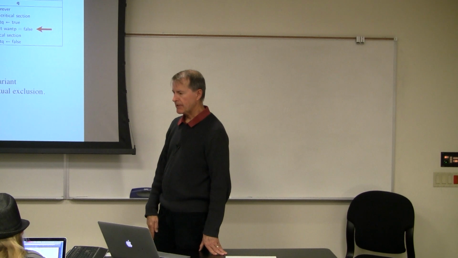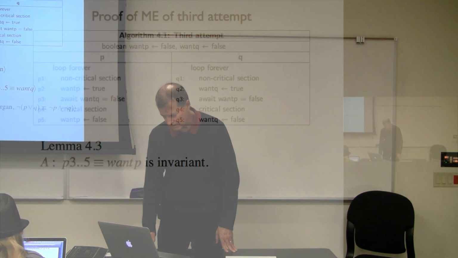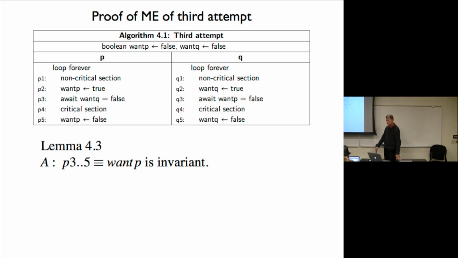Hold on. Wait. Say that again. Go back a little bit. Sure. To P3.. equivalent to wantP. That's P3 or P4 or P5. This means P3 is the statement that will be executed next if that process is chosen, or P4 is the one that's going to be executed next if that process is chosen, or P5.